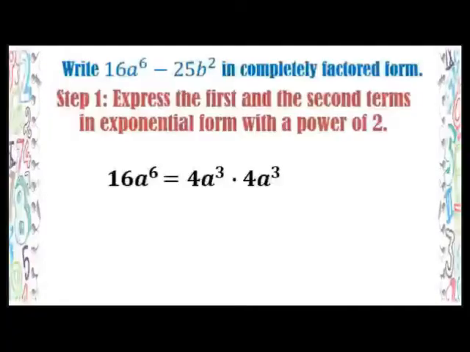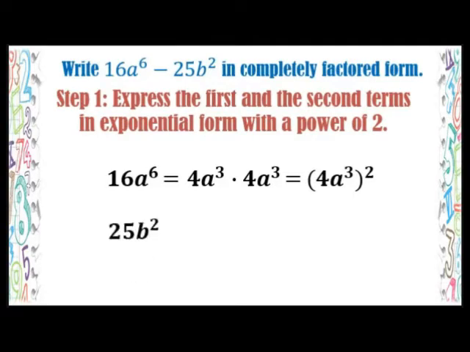To easily get the square root of the variable, you simply have to divide the exponent by 2. So 6 divided by 2 is 3. So we have a cubed, or the square of 4a cubed. Next, 25b squared. That is 5b times 5b, or the square of 5b.